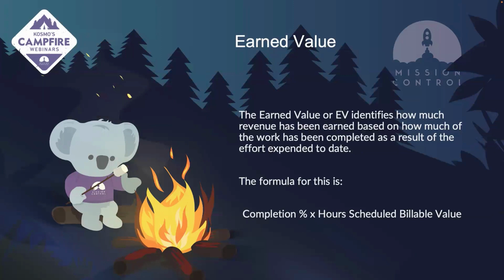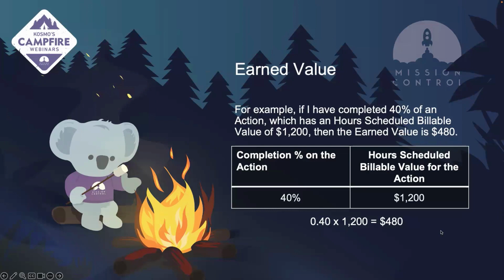All right, now getting into the earned value, this identifies the revenue that has been earned based on the completion percentage of your projects. So the completion percentage would be multiplied by your scheduled billable value, and that's just going to give you your total earned value. So for example, I may have an action with a completed value. A user may have completed 40% of the action, which has a scheduled billable value of $1,200. So if they've completed 40% of the work, then they have earned $480 of this particular task.